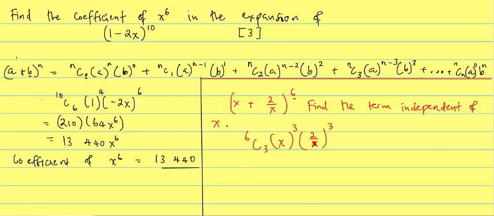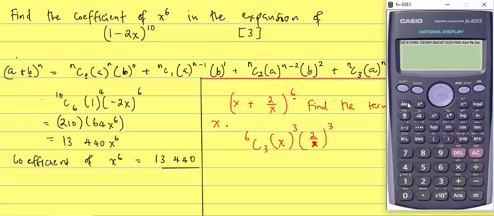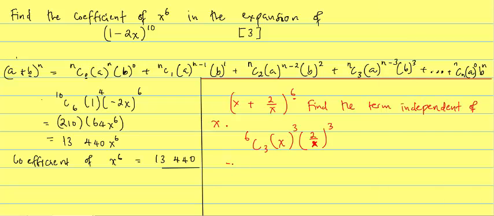Again, let's grab our calculator and find what 6 choose 3 is going to be equal to. 6 choose 3 is going to be equal to 20. So that'll be equal to 20 multiplied by x to the power of 3, and 2 to the power of 3 is 8, divided by x to the power of 3, which is also going to be equal to x cubed. Now you can see that these will cancel out, and at the end of the day we're going to have 160. 20 times 8 is going to be 160. So this is the term which is independent of x.